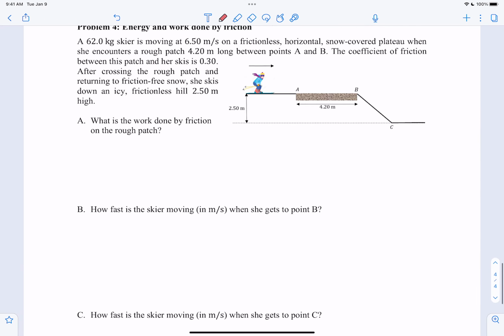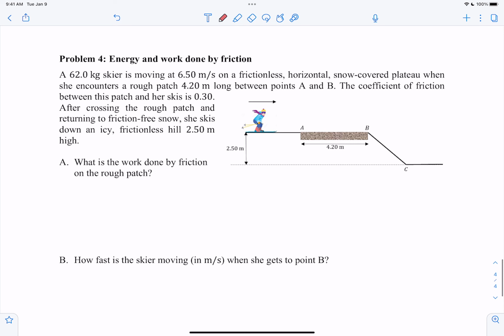Now, final problem here. Problem 4. So this is gonna be horrible. Oh my gosh, I've had a rough night. So problem 4 is energy and work done by friction.